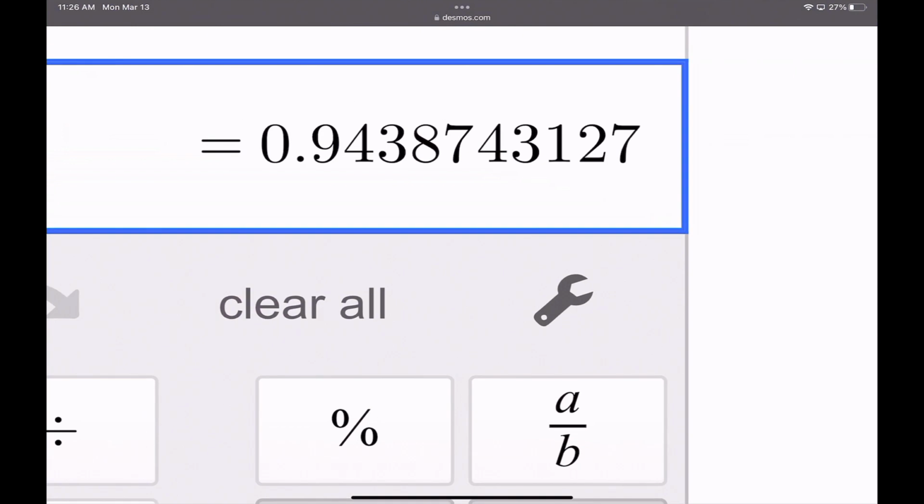So we're not going to write all of those numbers, but we're going to write at least 3 of them. You should always go at least 3, unless they tell you to do differently. So I'm going to go 0.94. Since the number behind the 3 is an 8, I'm going to go 0.944.